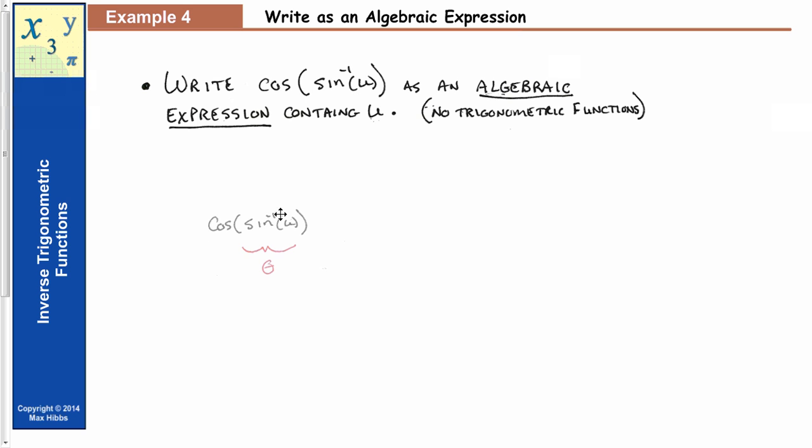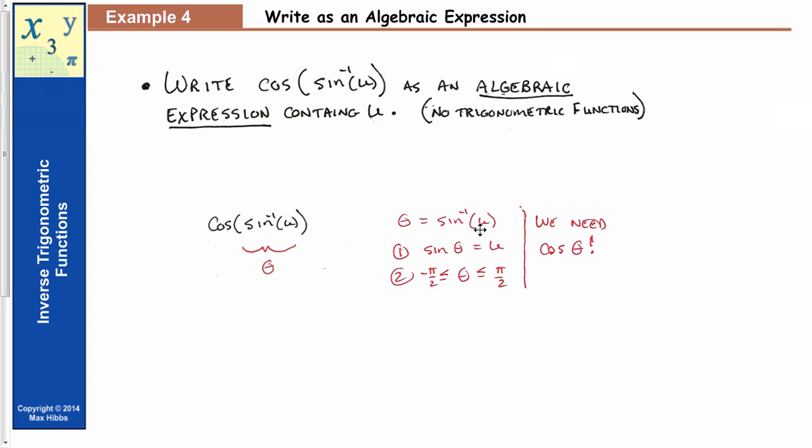That is, we look at this expression and we recognize inverse sine of u is really nothing more than an angle. So I'm going to call it by an angle name, and I've just done that here. Okay, so theta is inverse sine of u. That tells us that the sine of theta is equal to u, and that tells us that theta is between negative pi over 2 and positive pi over 2 inclusively. So what we need now is the cosine of theta. That's what we need to figure out. What's the cosine of theta?